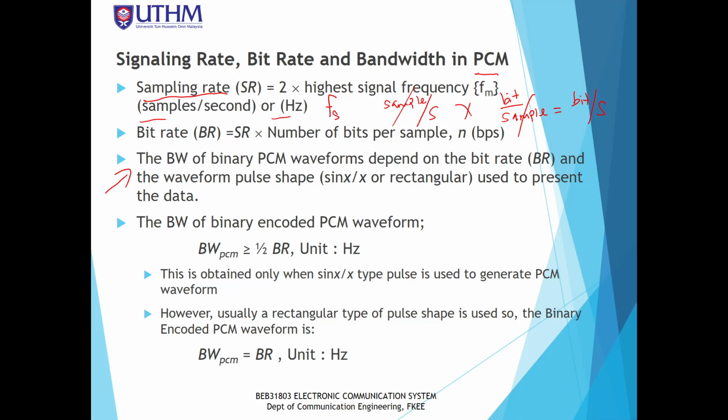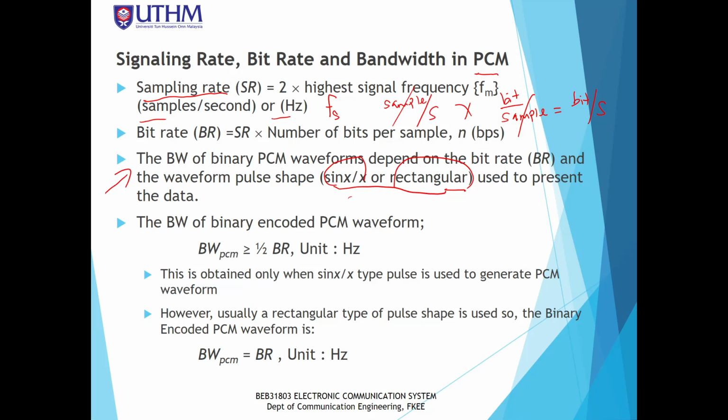The bandwidth. So bandwidth of the binary PCM depends on the bit rate and the waveform pulse shape. This is used in the sampling process, whether we use a sinc function or a rectangular function. Remember during the sampling process we multiply with a pulse train. So that pulse train, either we use a sinc function or a rectangular function. So these two will produce different bandwidths.